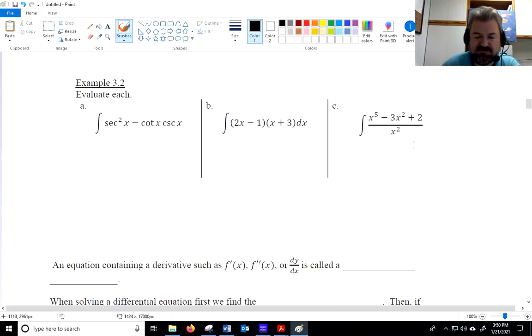All right, let's go down and take a look at some of these. Secant squared minus cotangent x cosecant x. Oh my goodness, on 2 of these I have done the bad. I have forgotten my dx. I can be sloppy about that. It doesn't make any sense if you don't have the dx.